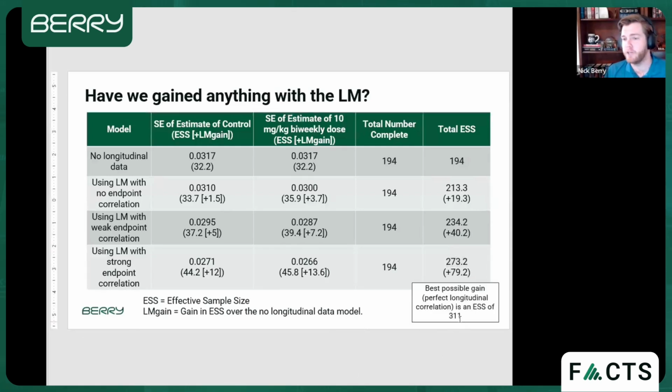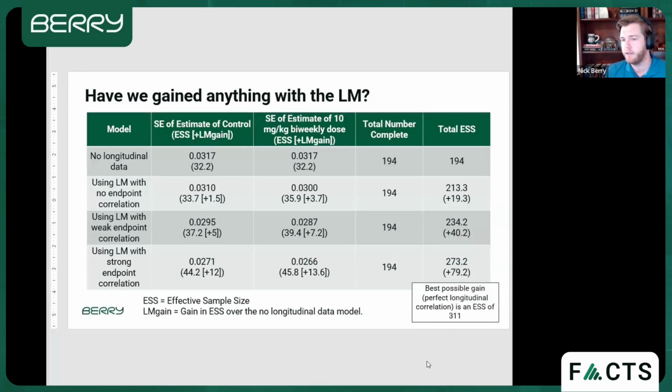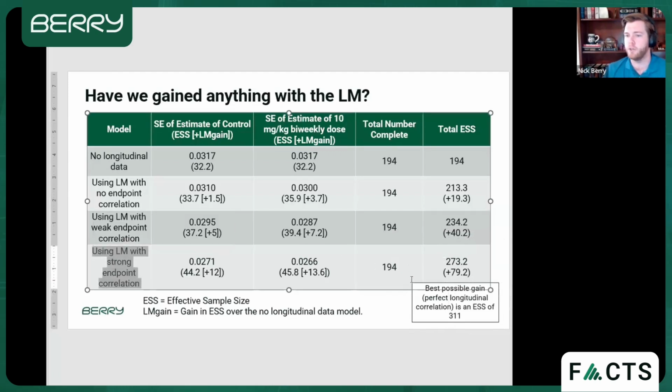The best we ever could have done is 311. That's if the data was perfectly correlated, and if we knew 3 months, we automatically knew 12 months, we would have gotten 311. So we got more than halfway from no data to full data using that longitudinal model with a pretty strong correlation assumed between them. We got less than halfway using a weak correlation, but we still got 40% or something like that of the way there, which is not nothing. Okay, so I tried to frame the improvements in terms of patients gained or patients saved, if you will, in this case.